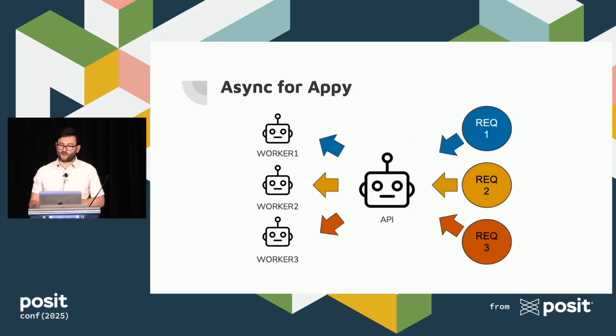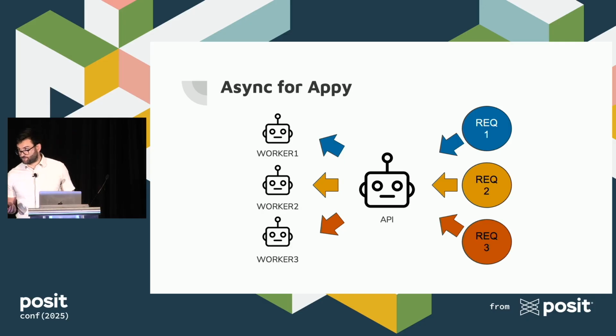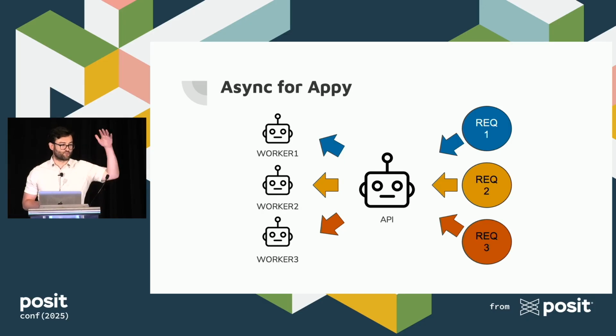So how does this work for something like Appy? Instead of having just one R process that's running our API, we're going to spin up a certain number of child processes. And our main R process is going to function essentially like a relay, where as the requests come in, our API will direct them to one of these workers where the request will actually get processed.